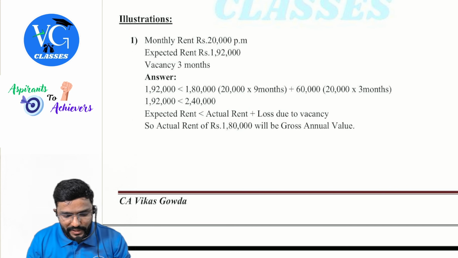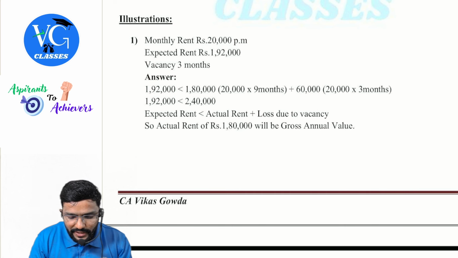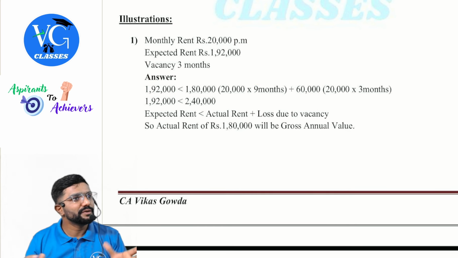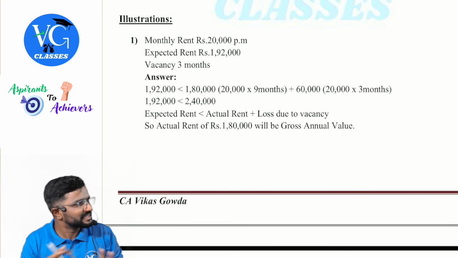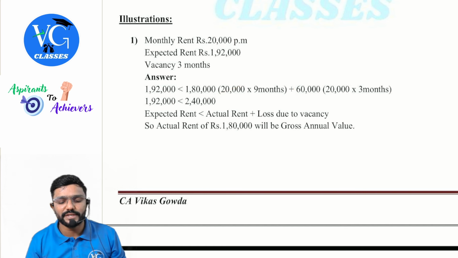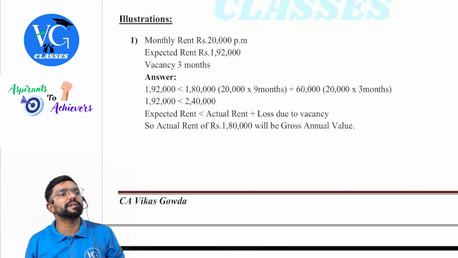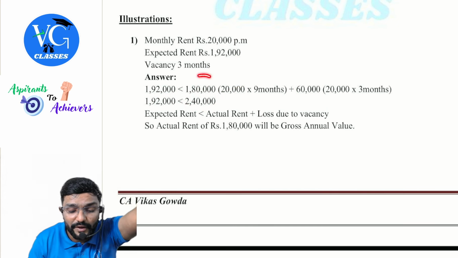Good. So we have expected rent already given straight away in the question. Then actual rent is only for 9 months, guys. So 20,000 into 9. You can also take 20,000 into 12 minus 3 months loss due to vacancy, but I have taken it straight away here. Then what is the loss due to vacancy? 60,000. Add up both. How much is that? 240. Is 240 more than 192? Yes. What is the GAV? Not 240. The GAV is 180.